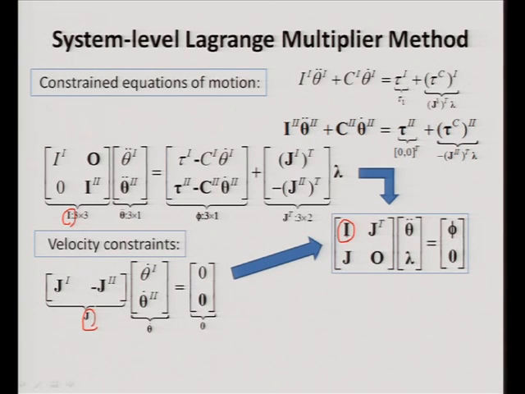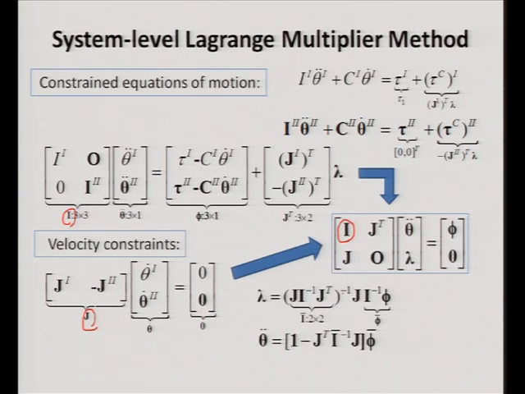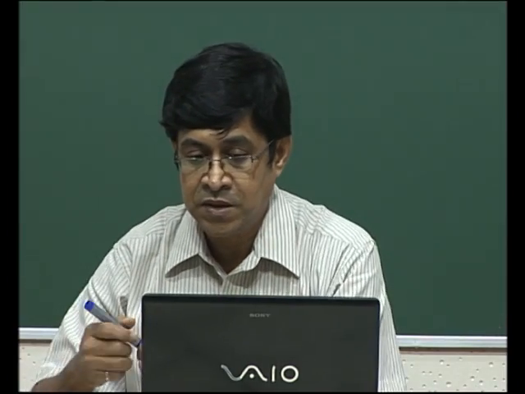One subsystem is 2 by 2, another subsystem is 1. Now, instead of calculating theta double dot and lambda together through this linear algebraic equation, I wanted to calculate lambda first, and then substitute this lambda in this equation, just like we do at school level with a scalar equation. I am doing the same thing with a set of vector equations, and I will show how the size of the problem is reduced. Let me show you how to get that lambda.